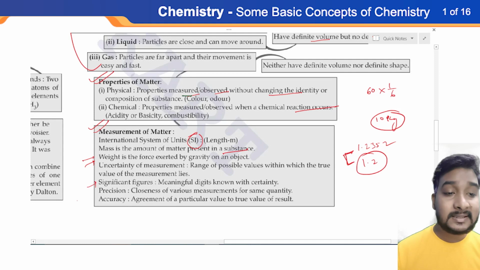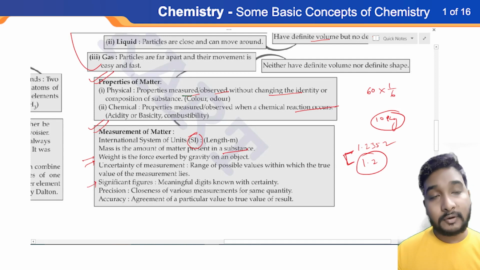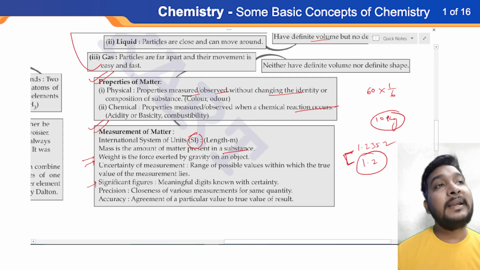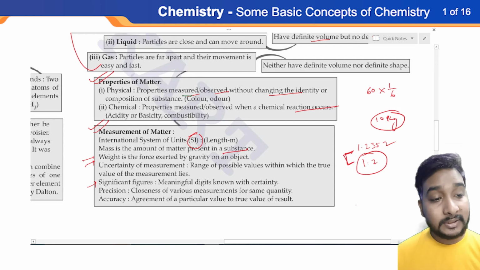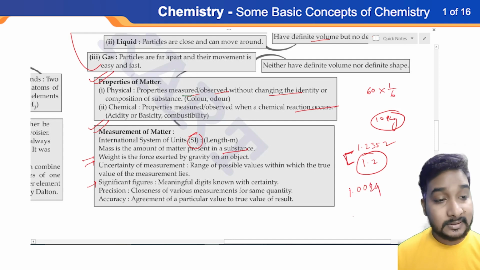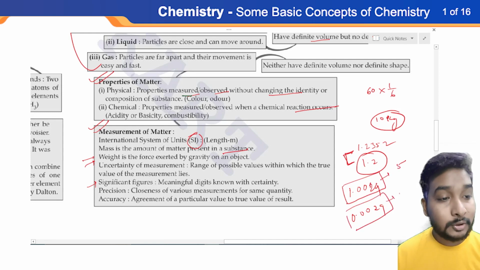Next is significant figures. Significant figures are meaningful digits known with certainty. Now, what is a significant figure? Suppose I'm performing a calculation, and in that calculation, I have obtained 1.0029 and another value is 0.0029. So the number of significant figures for the first value will be 5, but for the second value it should be 2.